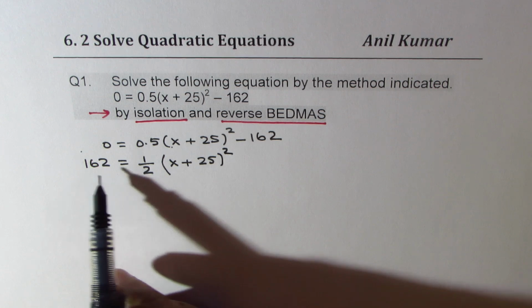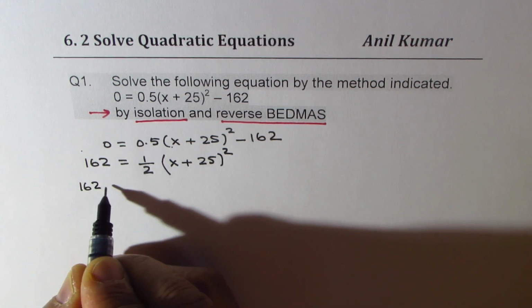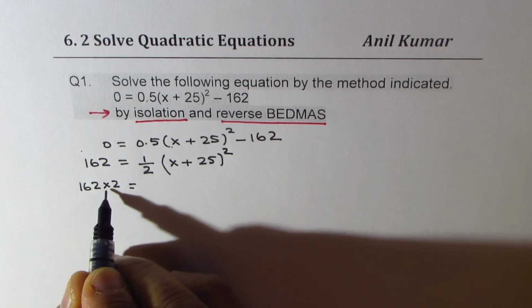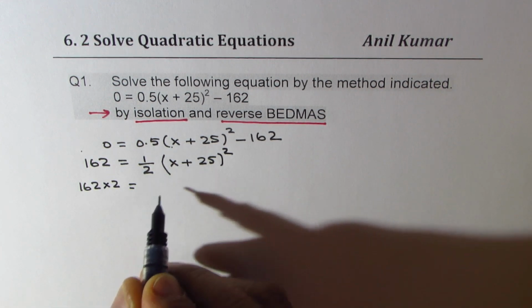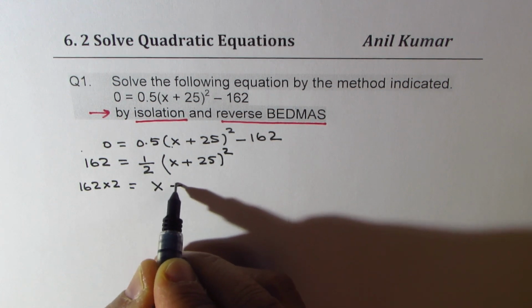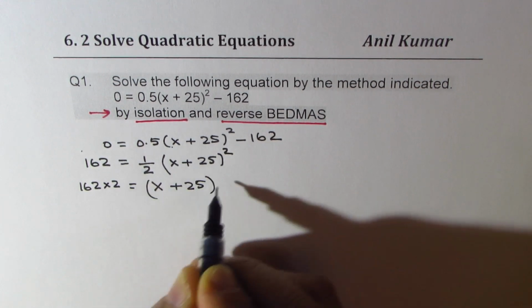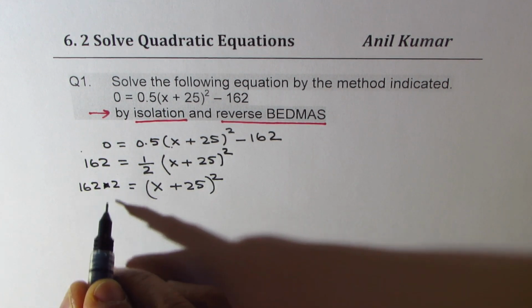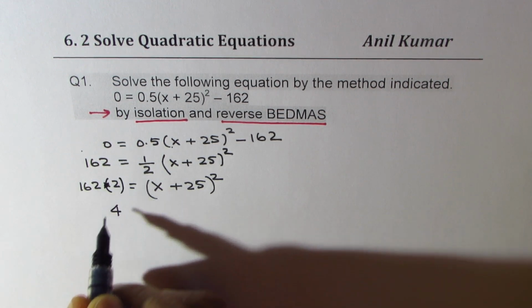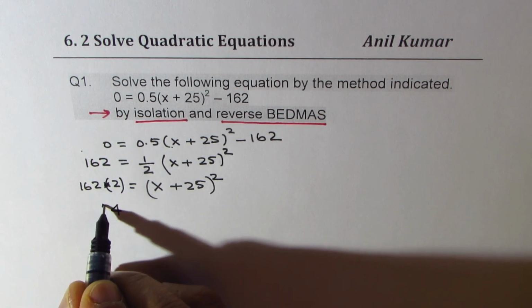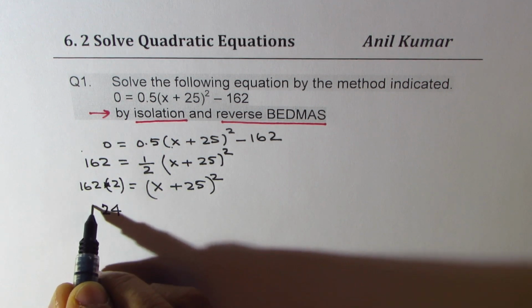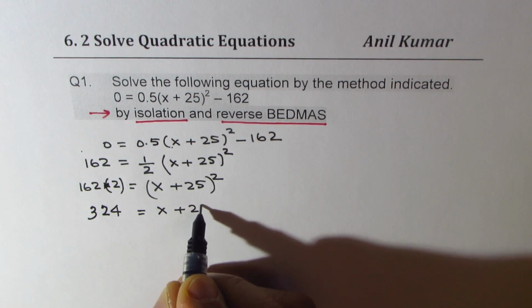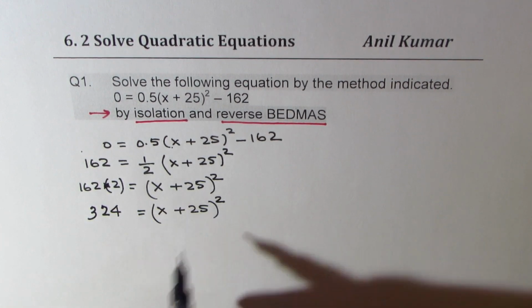To isolate, I have to multiply by 2, right? So I'll do 162 times 2. It's good to write 2 in brackets, not use this, because you get confused with x itself. So we are left with (x plus 25) whole square. So this is kind of product. Is that okay? So when you multiply, you get 4. Let's put brackets here. 6 times 2 is 12, 2, 1. So we get 324 is equal to (x plus 25) whole square.